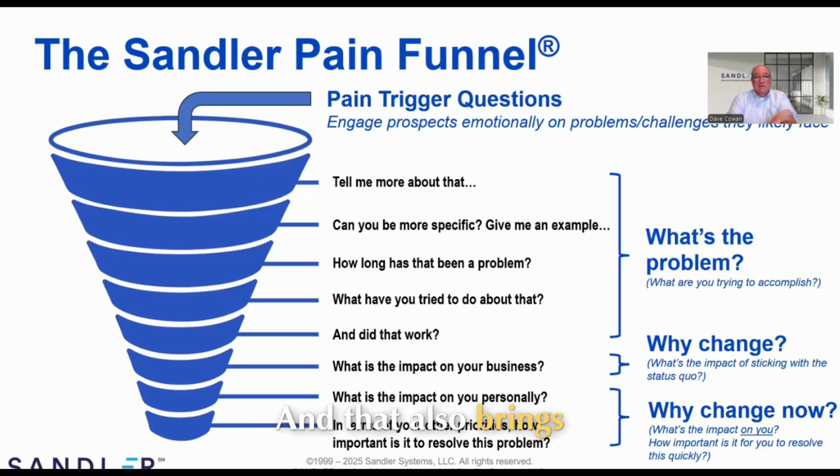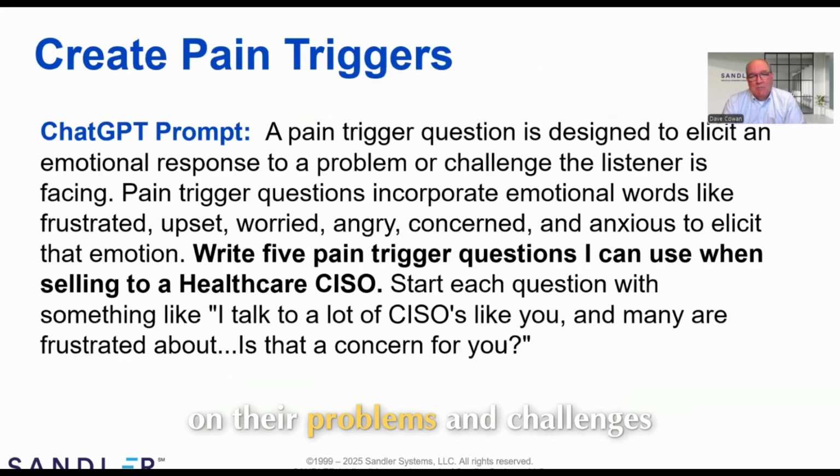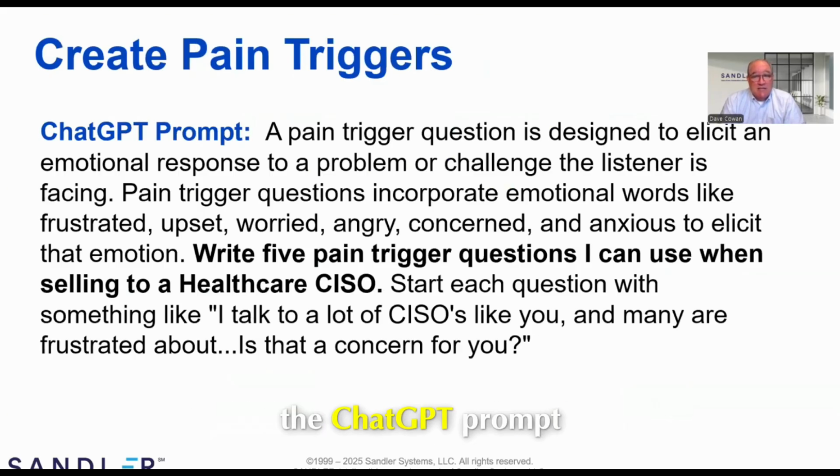And that also brings us to what we call pain trigger questions. How do we start the pain funnel conversation? When we're engaging with prospects for the first time, we ask pain trigger questions. These are designed to engage prospects emotionally on their problems and challenges. So again, the ChatGPT prompt, I won't read the whole thing. Well, actually, let me explain it.